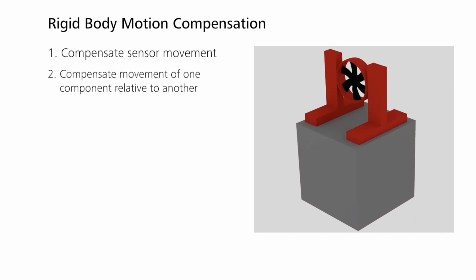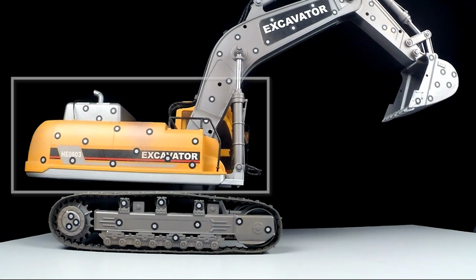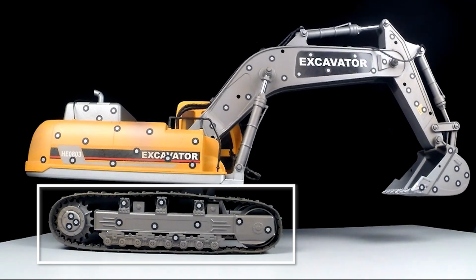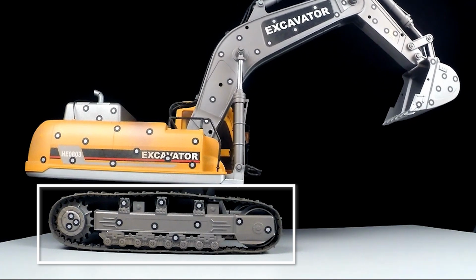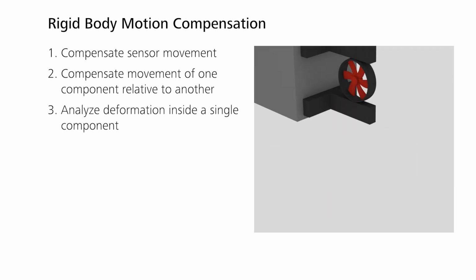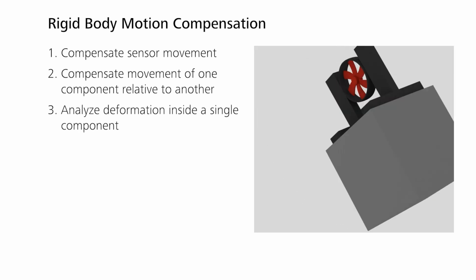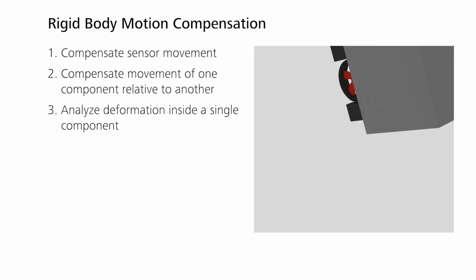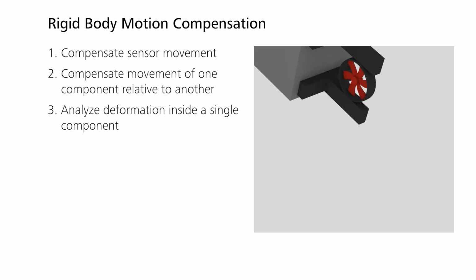Reason number 2 is you can analyze the motion of one component relative to another, which is what you see in this short clip. Here, we want to evaluate the movement of the fan relative to the fixture. In our project, we want to measure the motion of the superstructure relative to the undercarriage. So we'll compensate the movement of the fixture or the undercarriage with an RBMC. And lastly, you could also use an RBMC to analyze the deformation inside a single component. In this clip, that would be the movement of the fan in itself, say bending of the blades, for example, compared to the reference stage.